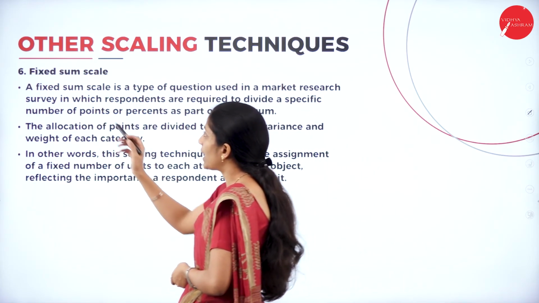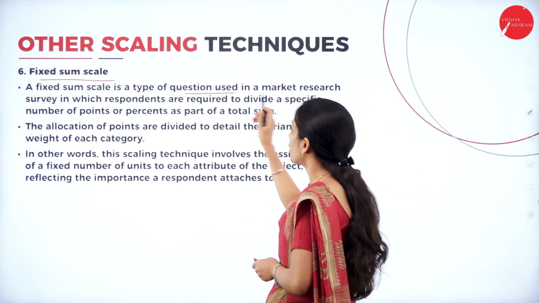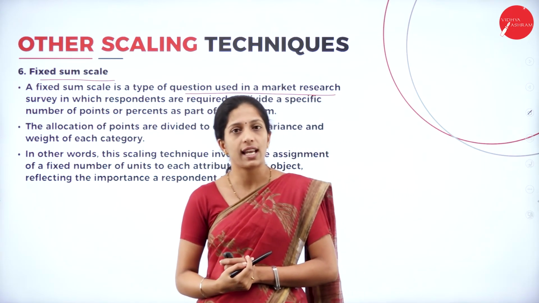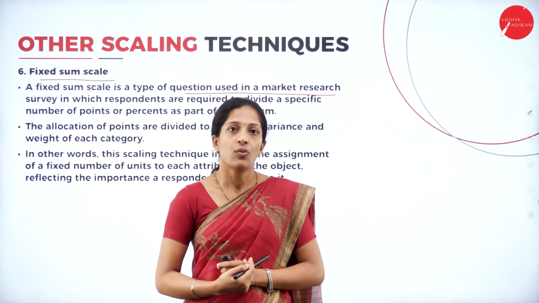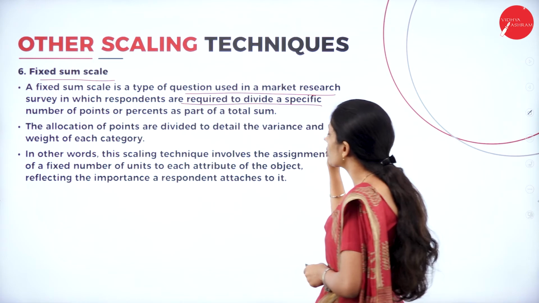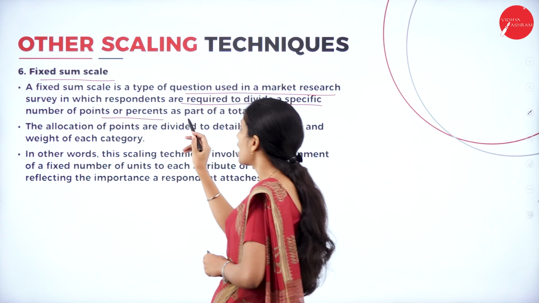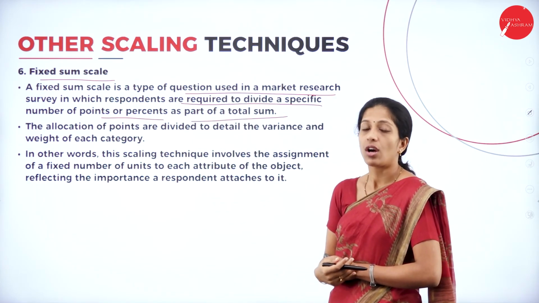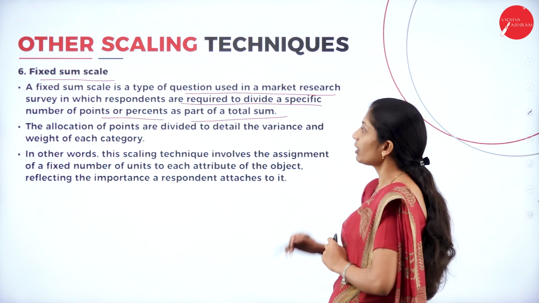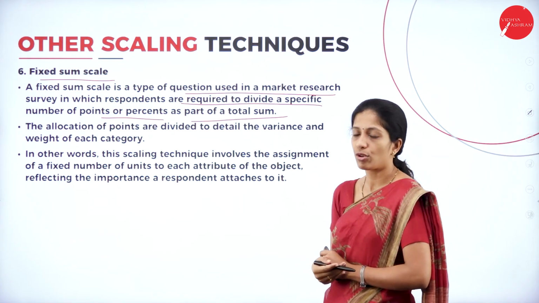Now coming to the next one, fixed sum scale. A fixed sum scale is a type of question used in marketing research surveys. Most of the time all these measurement and scaling techniques have to be used in marketing research, in which respondents are required to divide a specific number of points or percents as a part of the total sum. So how are they going to divide? That is the fixed sum scale.